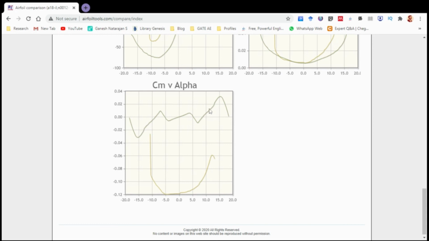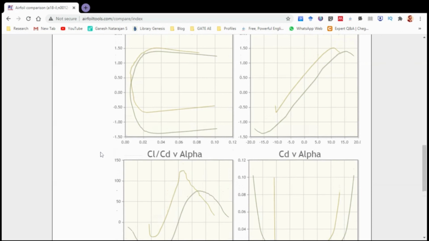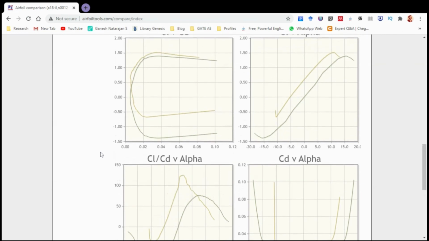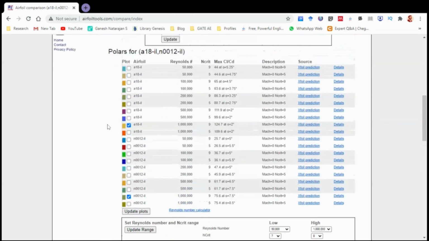And here we can see the symmetric airfoil lies in the range from minus 0.02 to positive 0.02. But in the case of the cambered airfoil, it totally lies in the negative value. This is how the coefficients of lift, drag, and moment vary with the angle of attack.